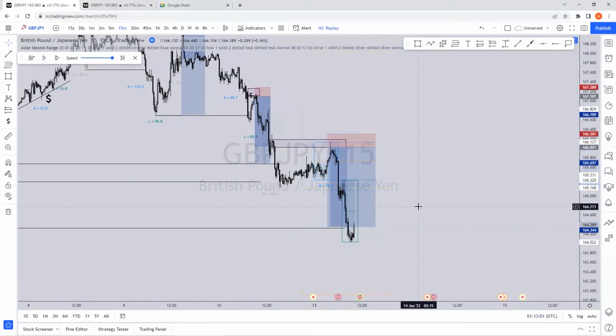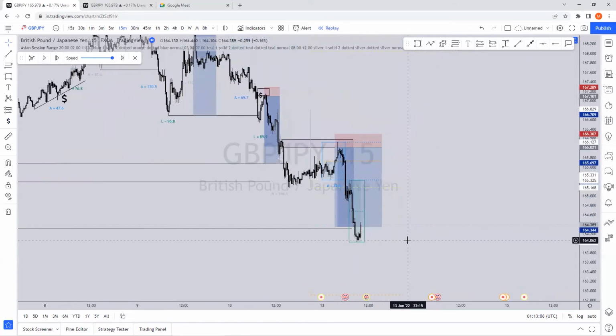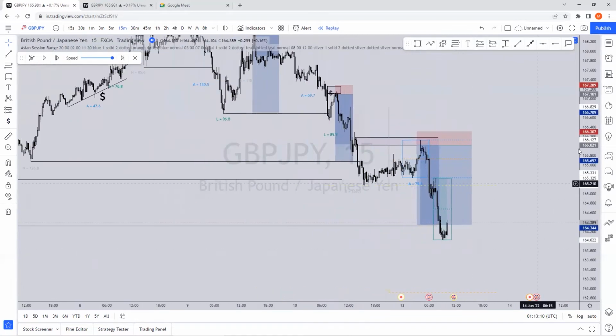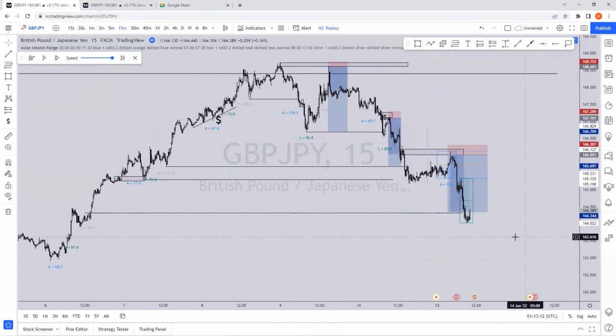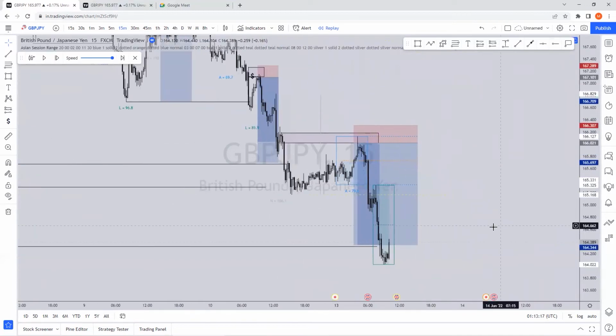Price got to my target, right? This is very nice. Very nice. And of course, we are still very bearish. And price keeps going down and down and down and down.